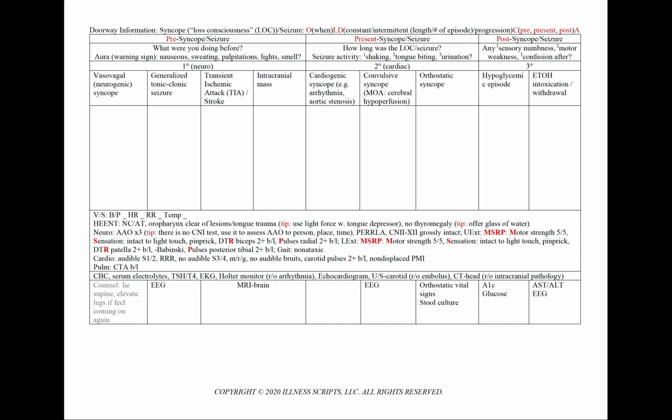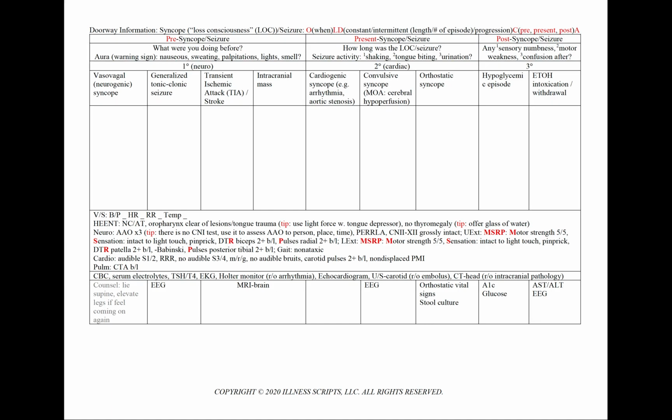For generalized tonic-clonic seizure, okay, he didn't have any tongue biting, he didn't have any urination. So in a TIA or a stroke, we'd expect to have some motor weakness, some sensory changes, some confusion. He didn't have any of these signs or symptoms. An intracranial mass, he'll have maybe some change in weight. He didn't report that in our review of symptoms. That wasn't there. So this leaves us in the middle column.